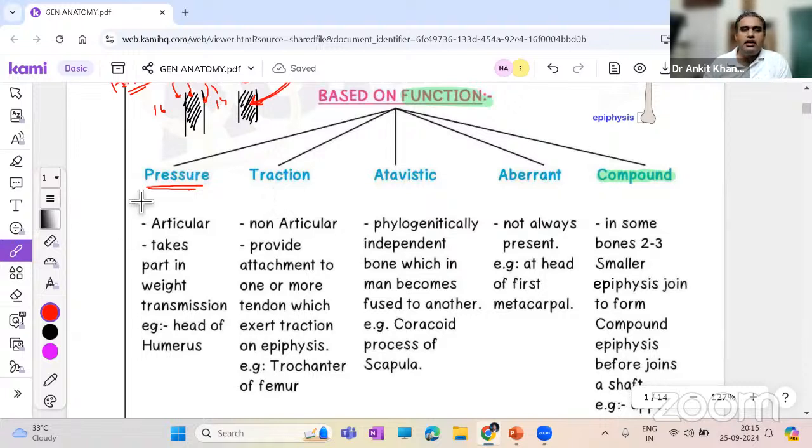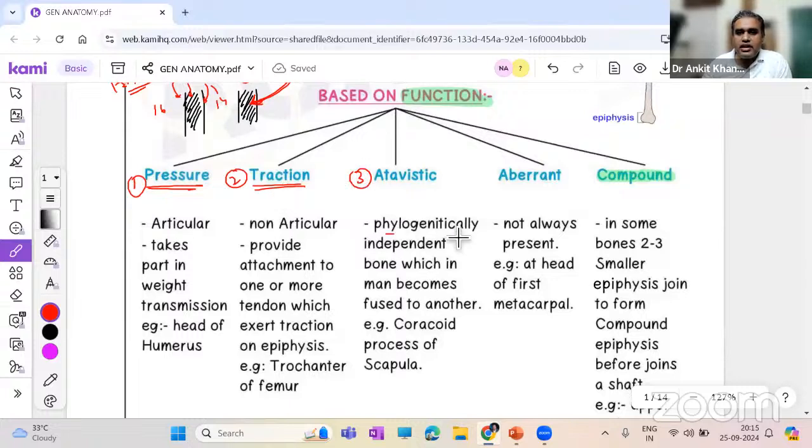Similarly, over here you have terms like pressure epiphysis. So something is pressurizing them. The end of the bone is being pressurized. So what pressure can be there? Pressure of the weight could be there. The second type of epiphysis is the traction. What is traction? Traction means you are pulling onto something. First was putting pressure. Second was traction. Something is being pulled.